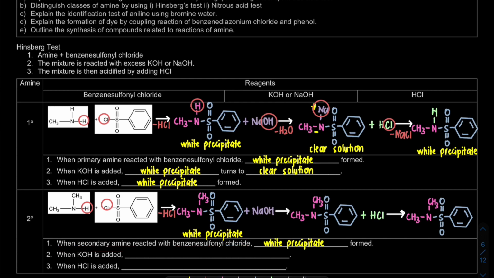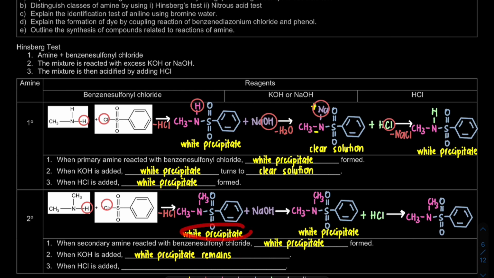Then when it reacted with NaOH, actually there's no change from here. So what is the observation here? This one is actually still the white precipitate. So when it is a white precipitate, it is still a white precipitate. So we write here, when KOH is added, the white precipitate remains. It remains unchanged. So we have to state that the white precipitate remains.